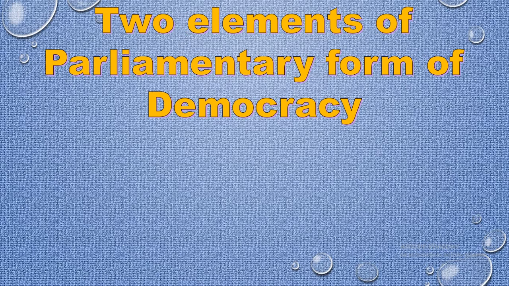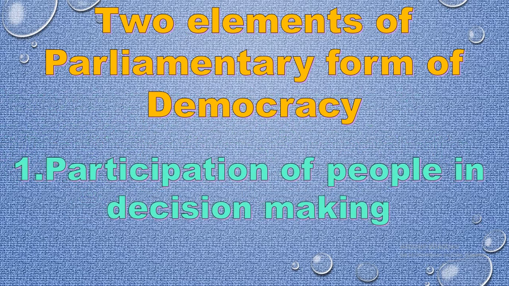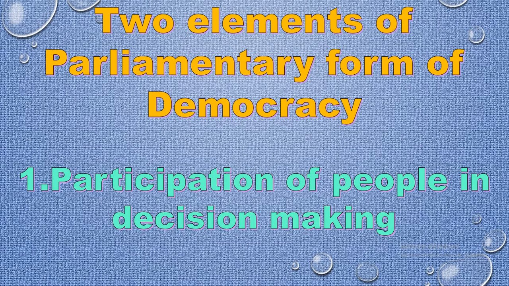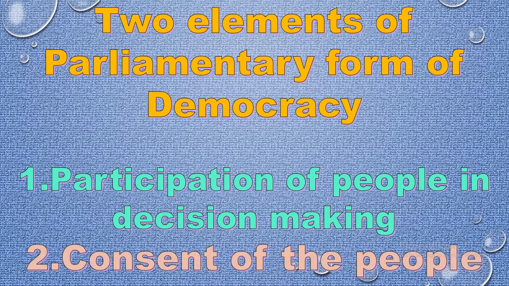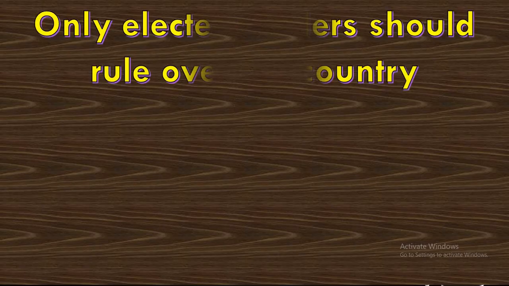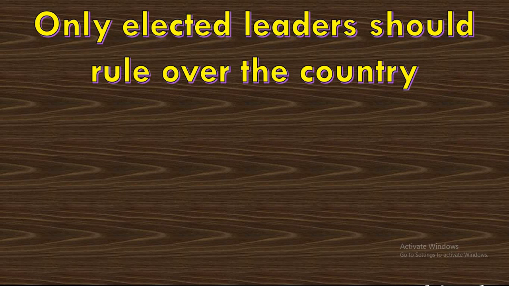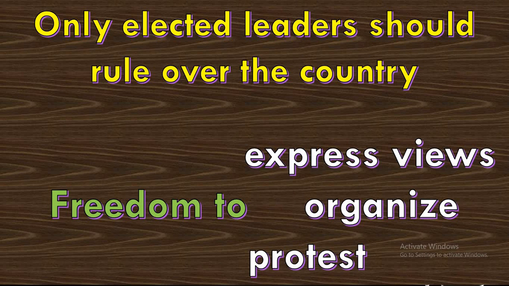Two elements of the parliamentary form of democracy, which is what we follow in India. Participation of people in decision making: the people, through their voting power, decide the leader. And the second one is consent of the people. Without the consent of the people, nothing can be done in a democratic country. These were the two elements. When leaders are elected to rule over the country, the people are given freedom to express their views, organize, and also the freedom to protest if the government makes any fault.